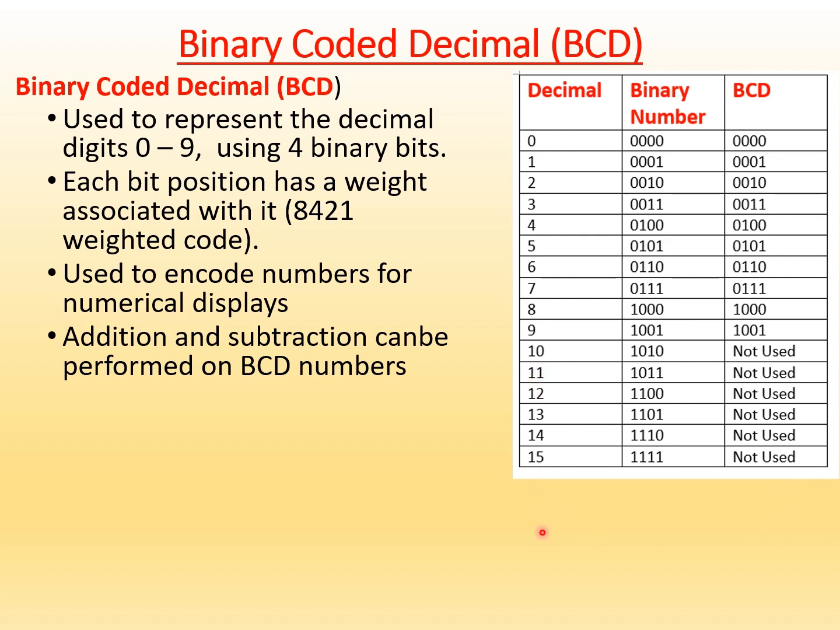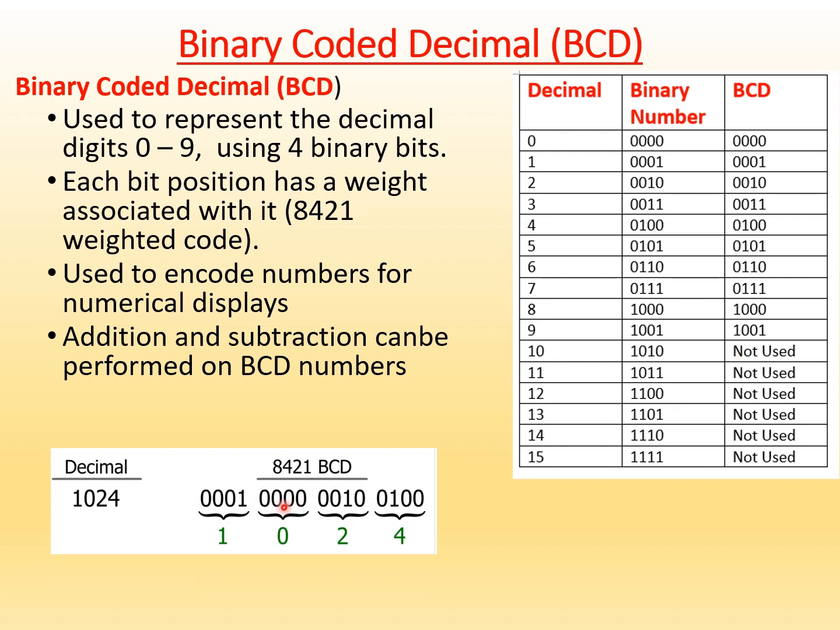So how are they represented? As I am saying, 10 is a decimal number with 2 digits, they will be individually given a binary code. So one example, 1024 is a decimal number. You just convert them individually, 8421 BCD code. So 1 is 0001, 0 is 4 zeros, and 2 is 0010, and 4 is 0100. Okay, so to represent 1024, you need 16 bits.